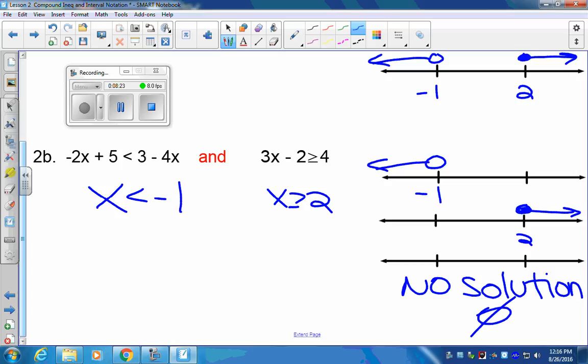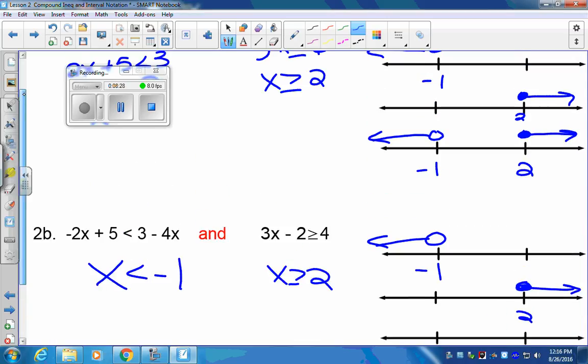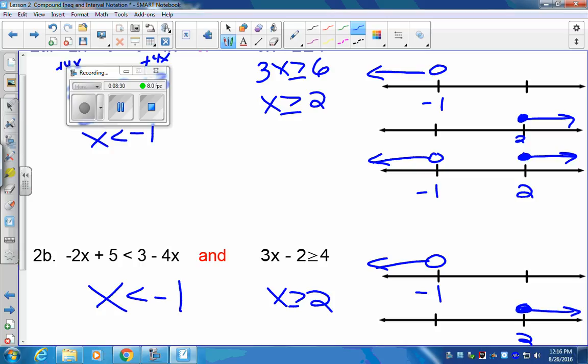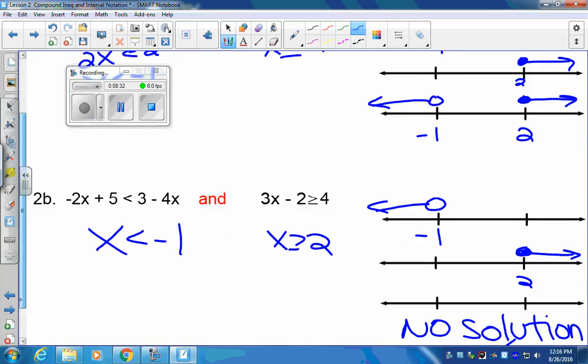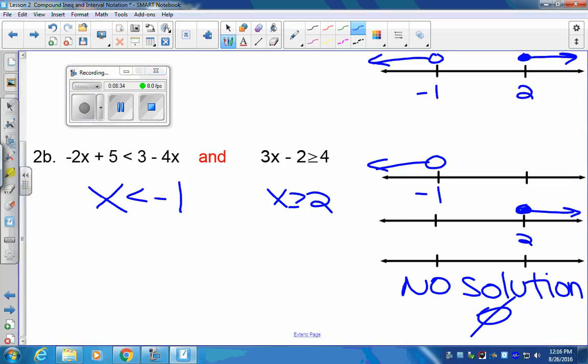So see how that word in between really makes a difference? I need to know whether I'm looking for a union, an or, either this or that, or an intersection, an and, looking for where they both satisfy. Okay?